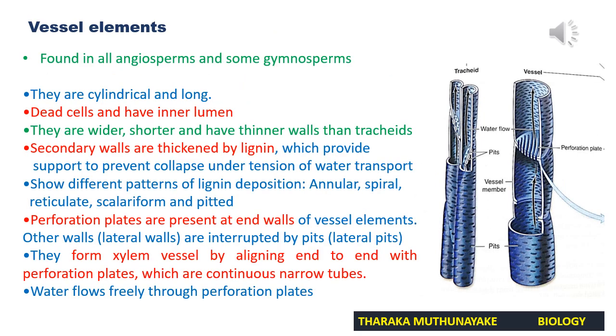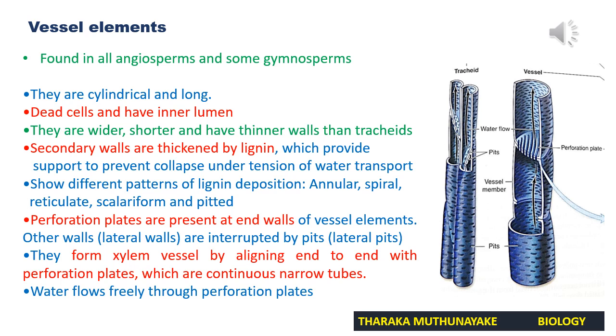Now we are going to discuss each of the cell types of xylem tissue separately. First we will move to vessel elements or xylem vessel elements. Here it says found in all angiosperms and some gymnosperms. Gymnosperms means Gnetophyta.